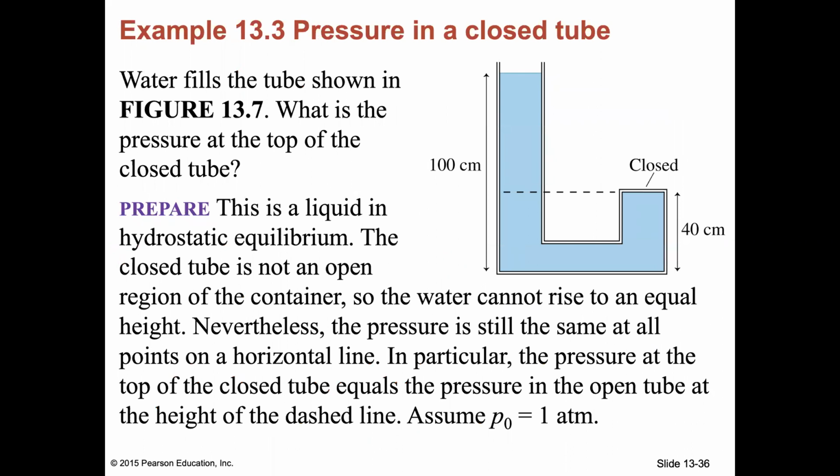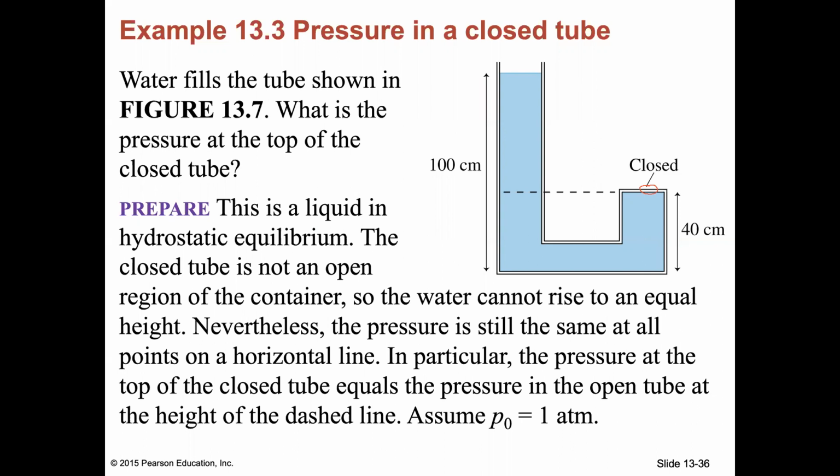Now let's try to solve another problem. Water fills the tube shown in this figure. What's the pressure at the top of the closed end? So the pressure here. Okay, so first, this is a liquid in hydrostatic equilibrium, and this is a single kind of liquid. It's just water, so there's no mixture of 2 or more different liquids. So rule number 2 is true.